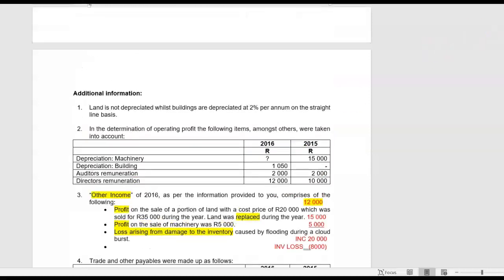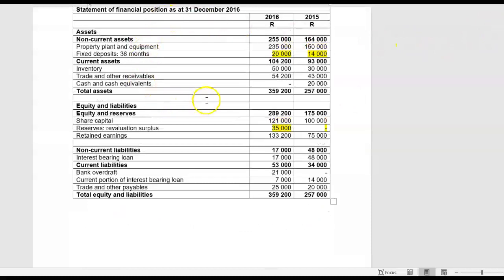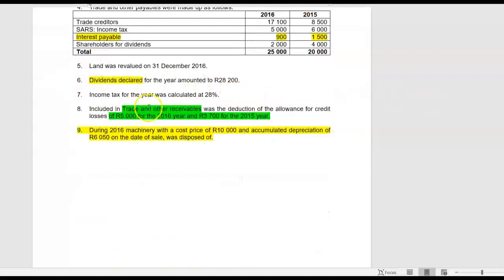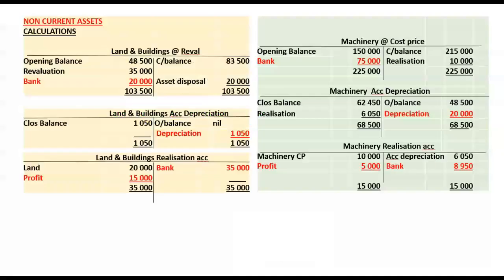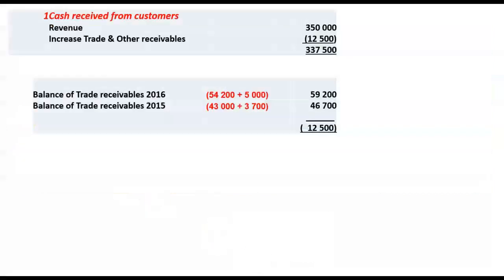So the balance of trade and other receivables, as they gave it to us, was not a gross figure. It was not a figure according to the debtors control account. That was after we have deducted this allowance for settlement discount. So if we want to work out the movement in debtors, what we will have to do is to adjust our opening balance and adjust our closing balance first in order to arrive at the actual movement in balances.